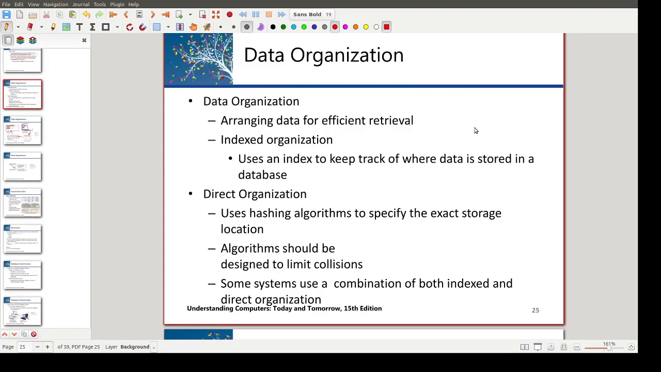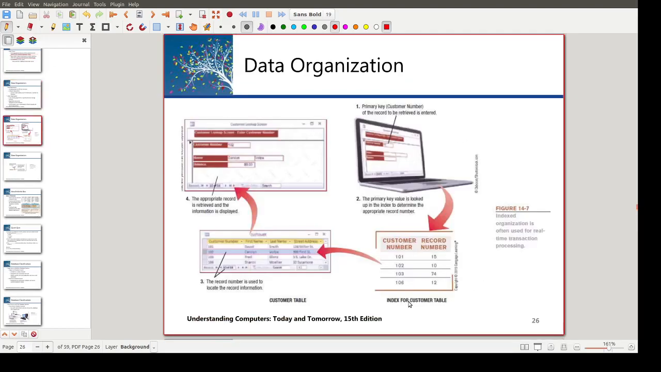If, for example, I have many places in the disk for the data, and the hashing function is telling me to get my data from this place, and again my hashing function told me to get something else from this place, this is called a collision. The perfect hashing function should give you one value for every different entity, but it sometimes happens to have some collisions. Some systems use a combination of both indexed and direct organization.